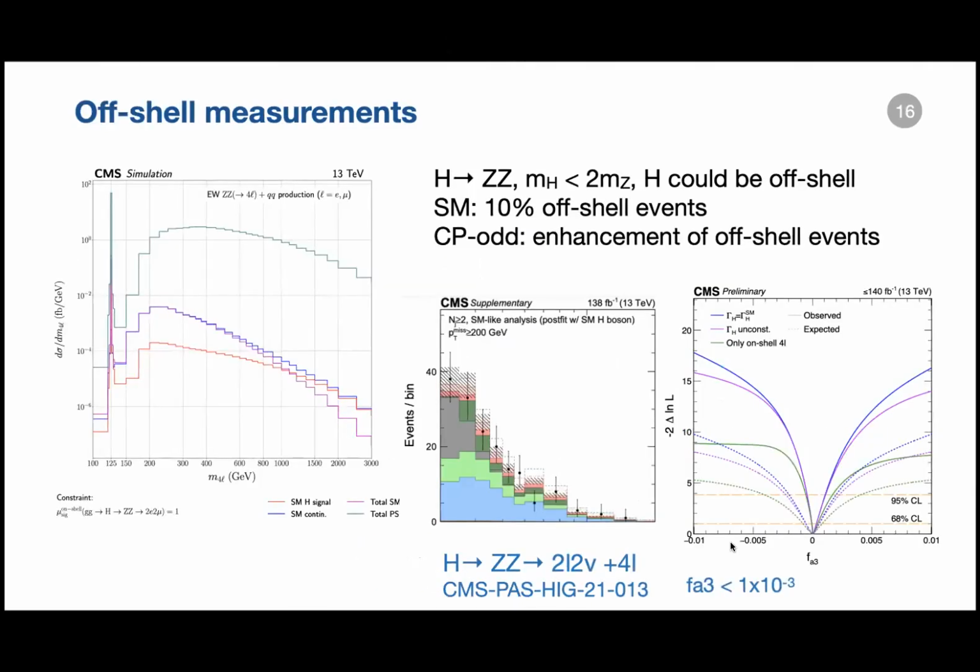Okay, so this is one way to get a better sensitivity, to go to higher Q-square. So in addition to the production mode, what other ways are there to get higher Q-square? The offshell region.